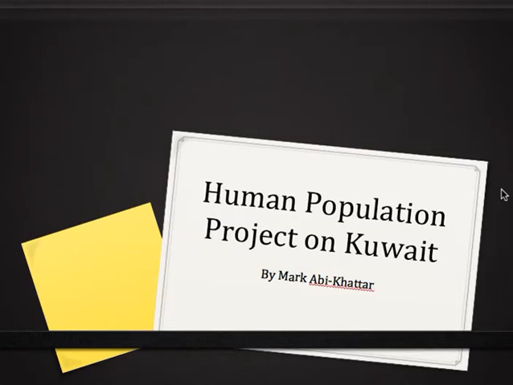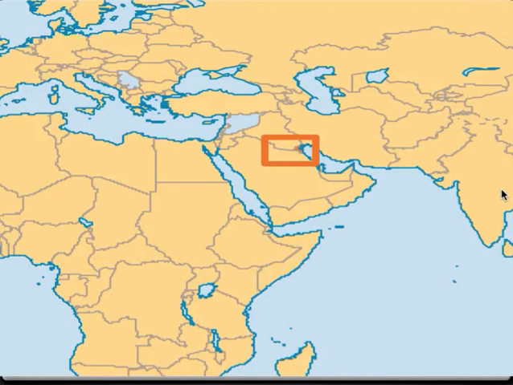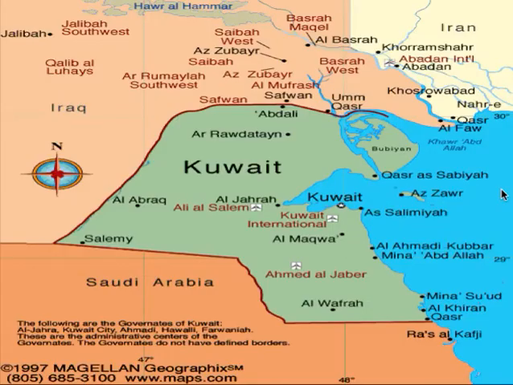Let's get started. Kuwait is a small country, slightly smaller than the state of New Jersey, and is located in the Middle East. It borders Iraq, Saudi Arabia, and the Persian Gulf. It is located in the dry desert, which accounts for Kuwait's intensely hot summers and short warm winters.